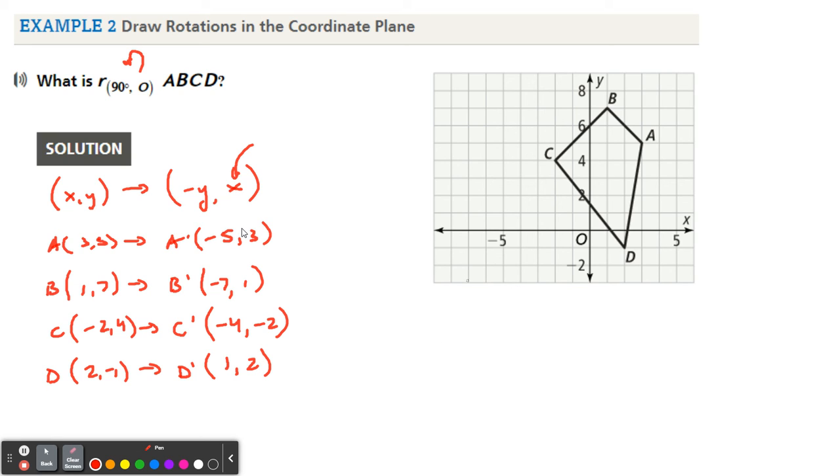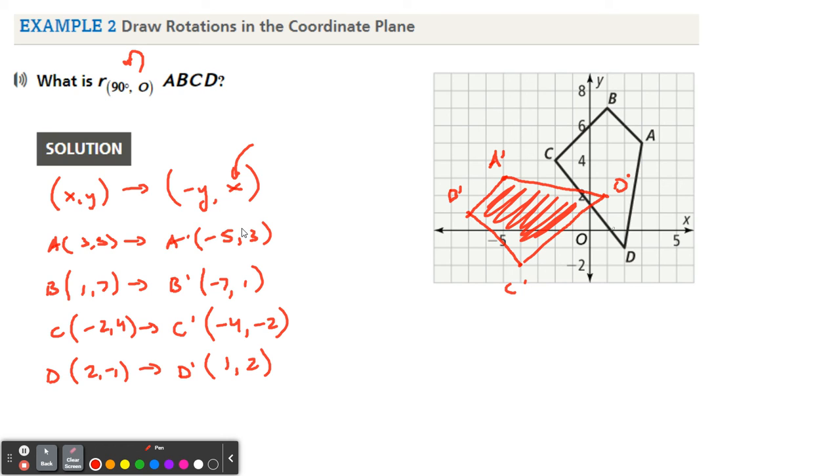Now we graph this. This is a coordinate-by-coordinate analysis, and now we graph. (-5, 3), there's A prime. (-7, 1), there's B prime. (-4, -2) is C prime, and (1, 2) is D prime. We connect A prime, B prime, C prime, D prime, and there would be your final answer. As you're doing this, you should look at your figure and ask, does it look the same as the original one, just turned? And I would say yes.